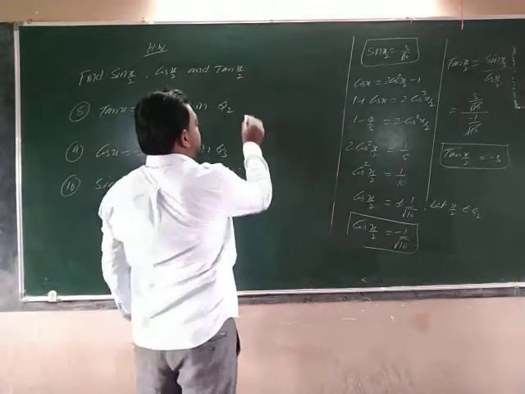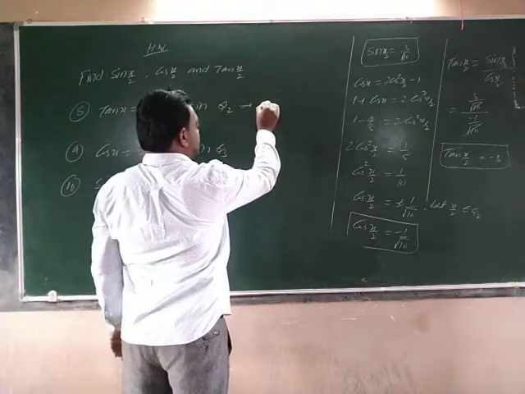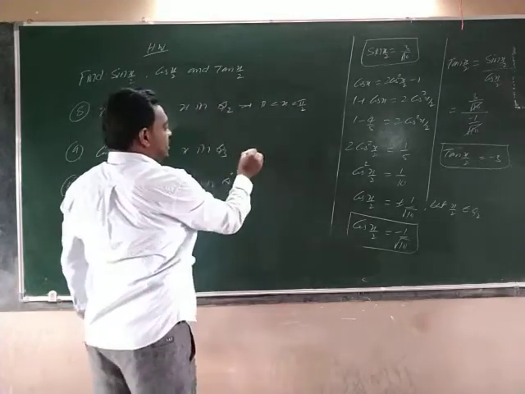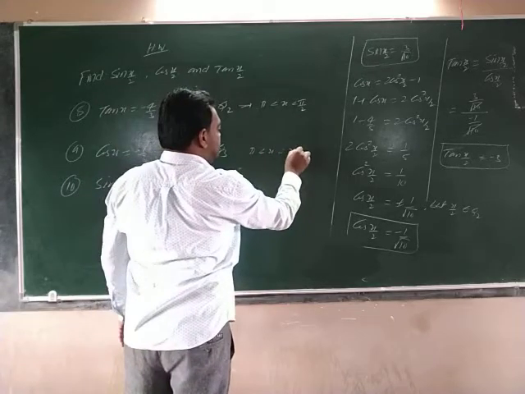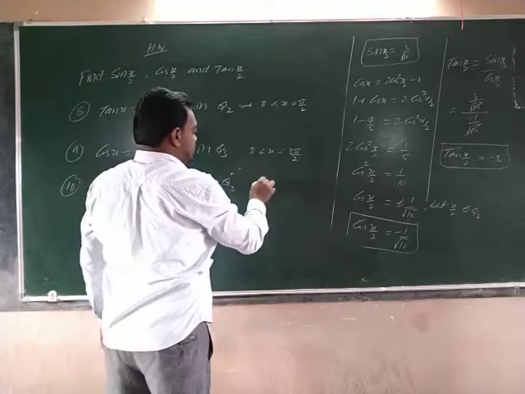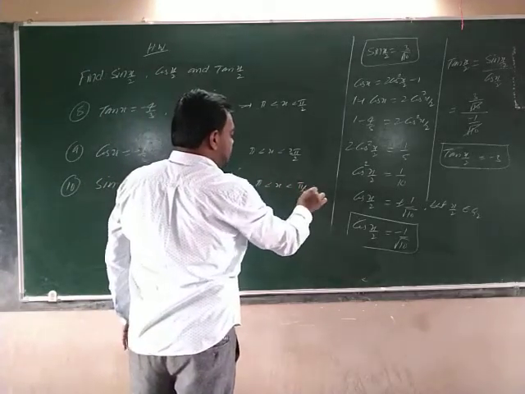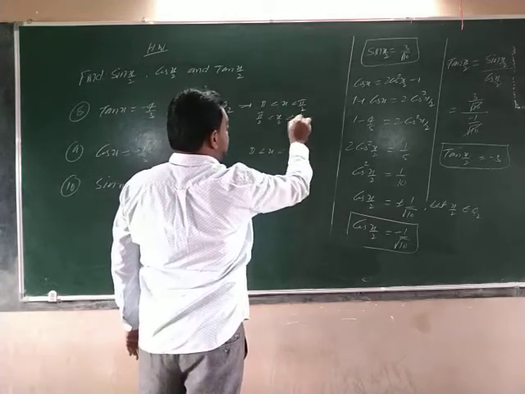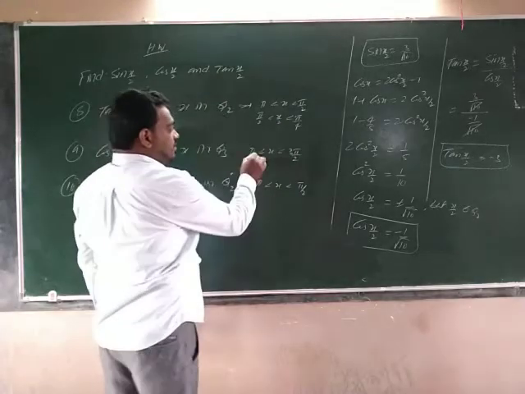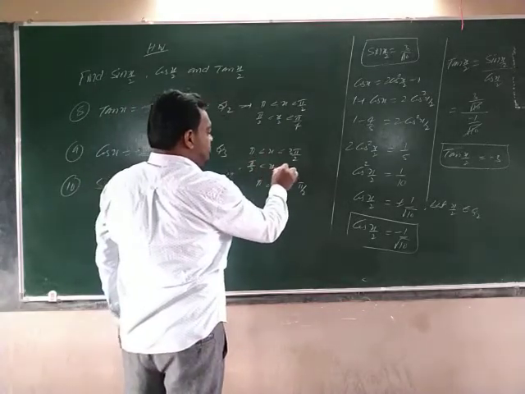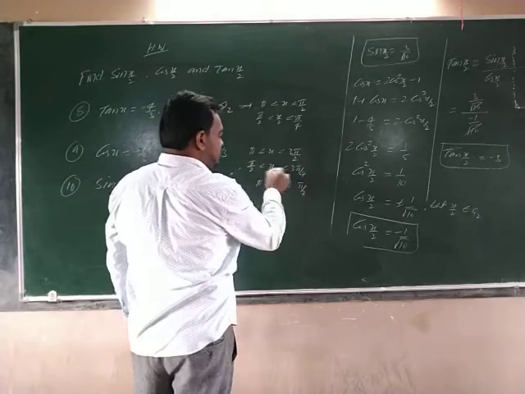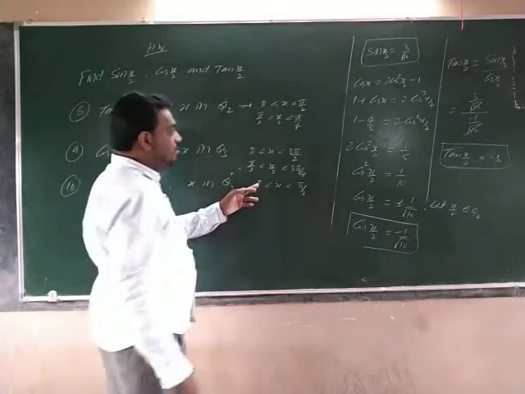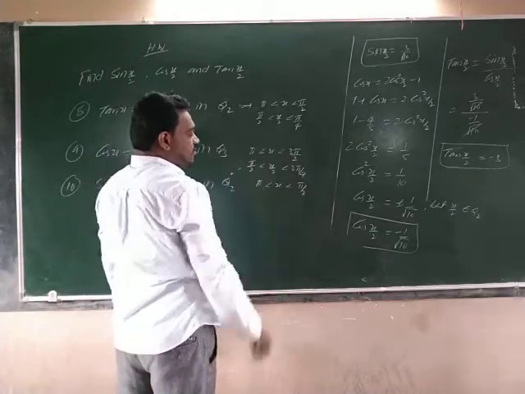X is in the second quadrant means what is the angle range? Pi by 2 less than x less than pi. Third quadrant means pi less than x less than 3 pi by 2. If you divide by 2, pi by 4 less than x by 2 less than pi by 2, which means it is a first quadrant angle. For the second quadrant, pi by 2 less than x less than pi, dividing by 2 gives pi by 4 less than x by 2 less than pi by 2, so x by 2 lies in the first quadrant. Similarly for this one.